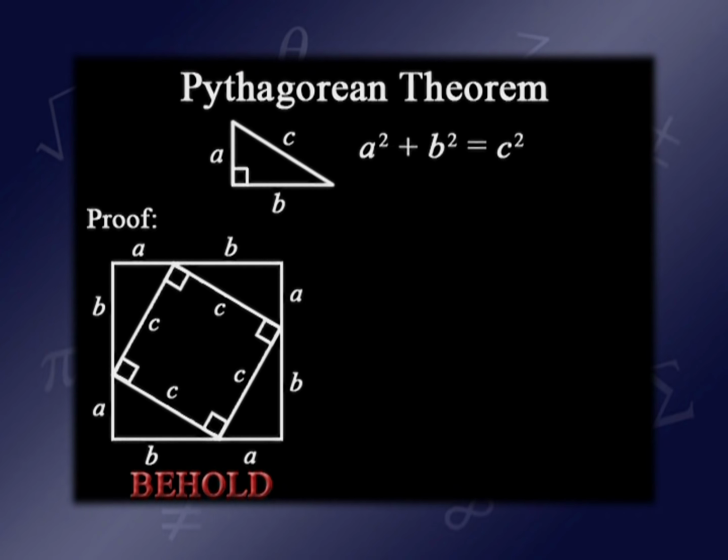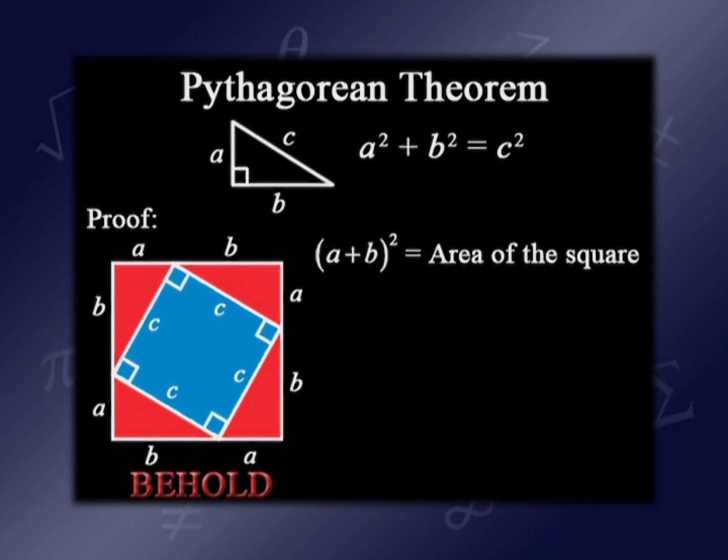Now I ask, what is the area of the big square? Okay, the area of that square is A plus B squared, right? On the other hand, we can compute the area of that square by computing the areas of those triangles plus the area of the square in the middle, right? What's the area of each of those right triangles? 1/2 A times B. So when we add up all of those areas, we have 4 times 1/2 A times B, plus the area of that square in the middle. What's the area of the square in the middle?